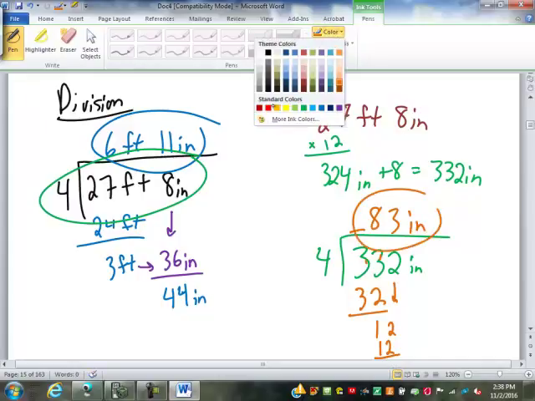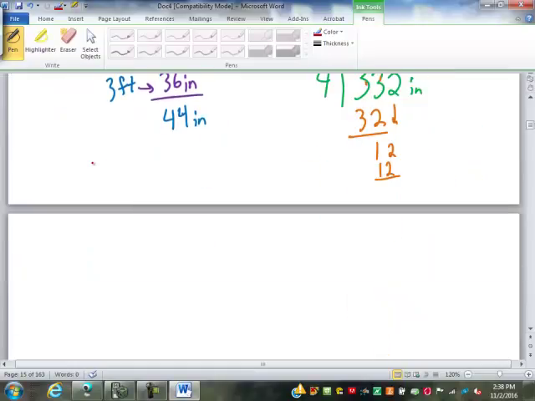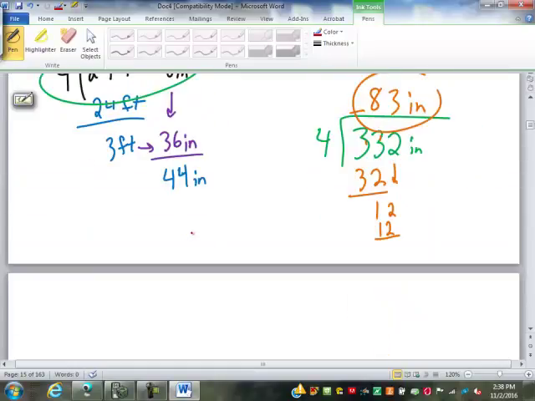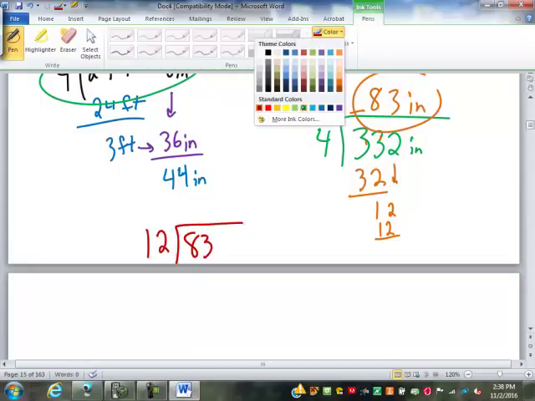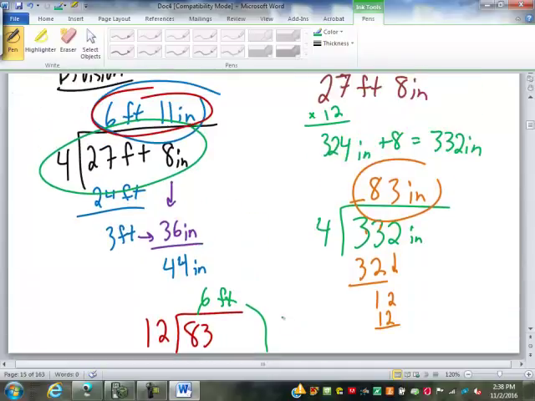But we would like to put that back into our dual units, feet and inches. So let's go ahead and do that. 83 inches divided by 12 to give us feet. 12 goes into 83 6 times. 6 times 12 is 72. Subtracting gives me 11 left over. So that is 6 feet, 11 inches. So we put that together. It's 6 feet and 11 inches. So you can see we get the same answer. To me, it's actually a lot less work to do it this way.